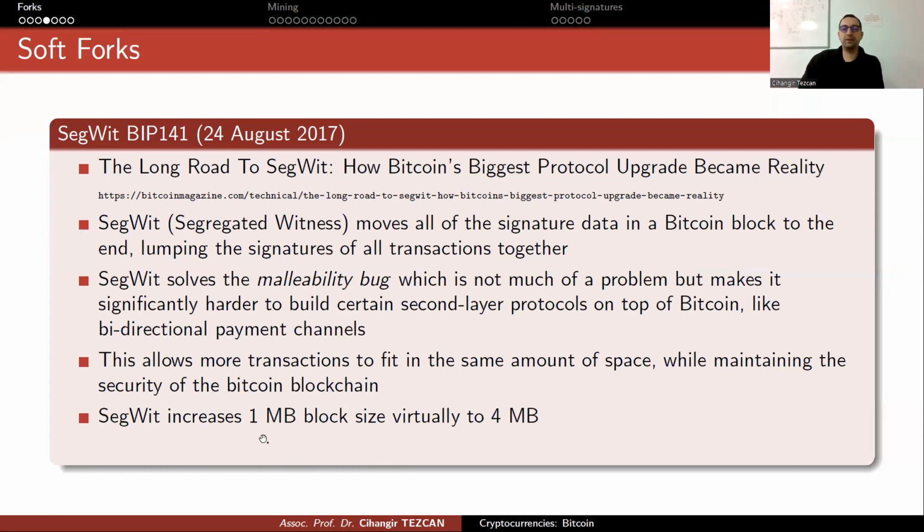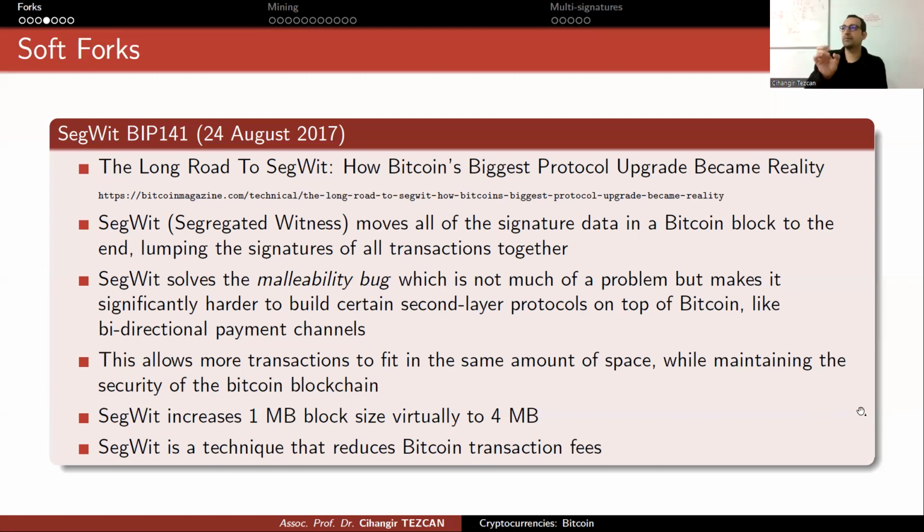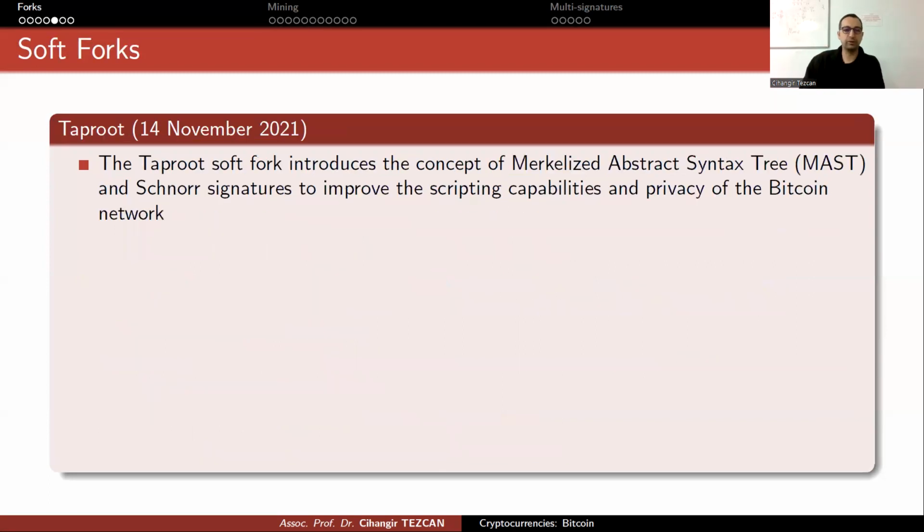If you simply change this 1 megabyte to 4 megabytes, this will create a hard fork, because you will be modifying the main specifications of Bitcoin. Other people did that, increased it to 8 megabytes and created another cryptocurrency, but that would be a hard fork, right? So SegWit is a technique that reduces Bitcoin transaction fees, because now the transaction sizes are smaller.